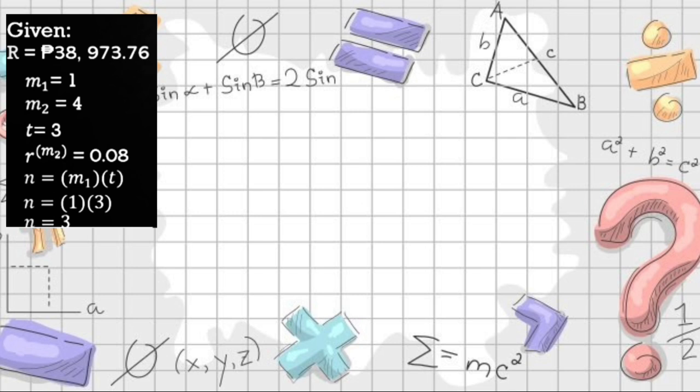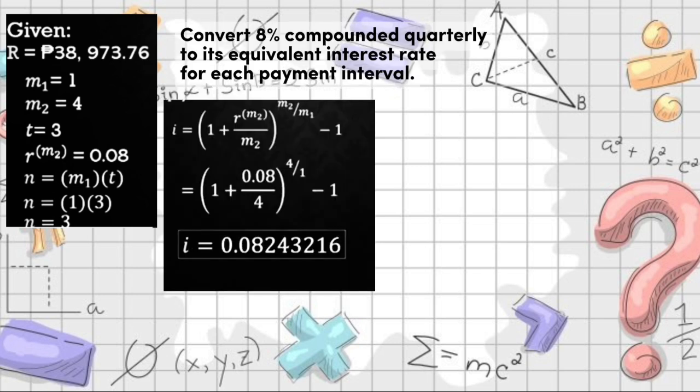So before we find the present value of a general annuity, we need to convert the 8% compounded quarterly to its equivalent interest rate for each payment interval. So all we have to do is to substitute our values over here. So the nominal rate, (1 plus 0.08 divided by 4) raised to the power of 4 over 1, minus 1, is equal to 0.08243216.